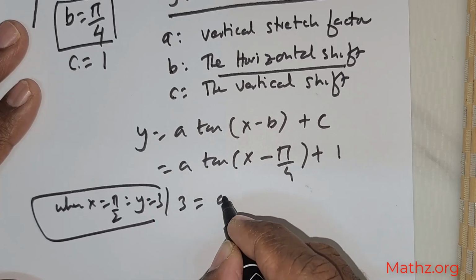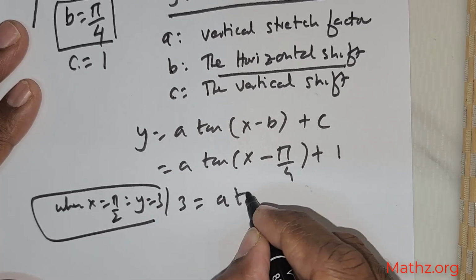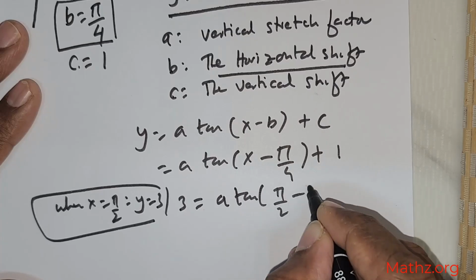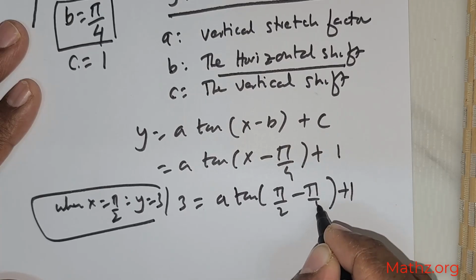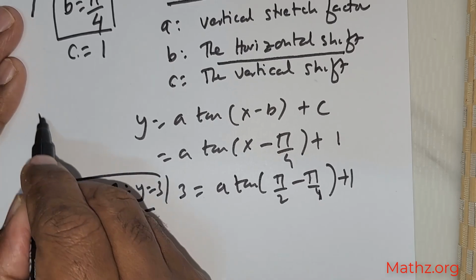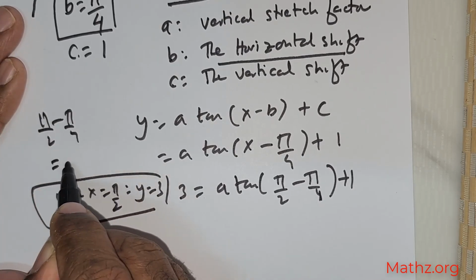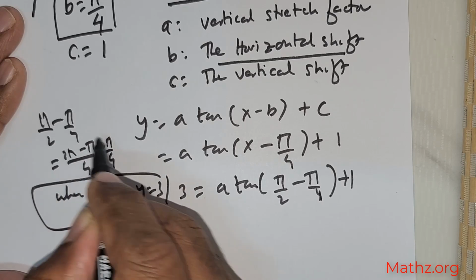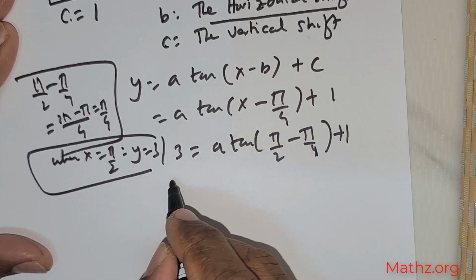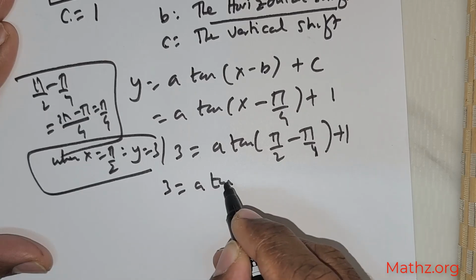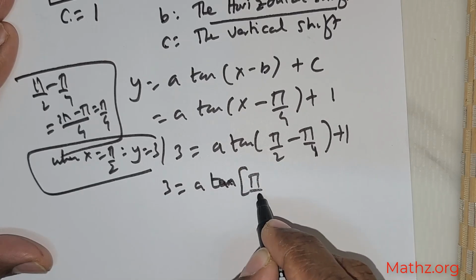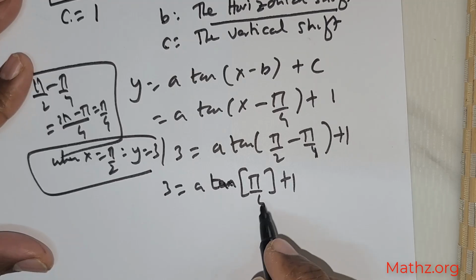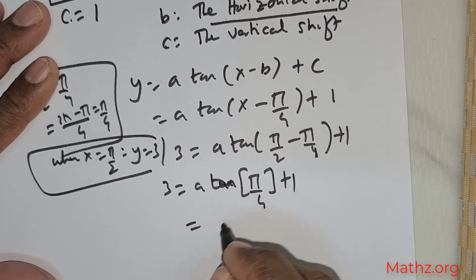So y is equal to 3 equals a times tan of (pi over 2 negative pi over 4) positive 1. Now pi over 2 negative pi over 4, the LCM is 4. This will give you 2 pi negative pi over 4, which is pi over 4. So 3 is equal to a times tan of pi over 4 positive 1. What is tan pi over 4? That's tan 45, which is 1.